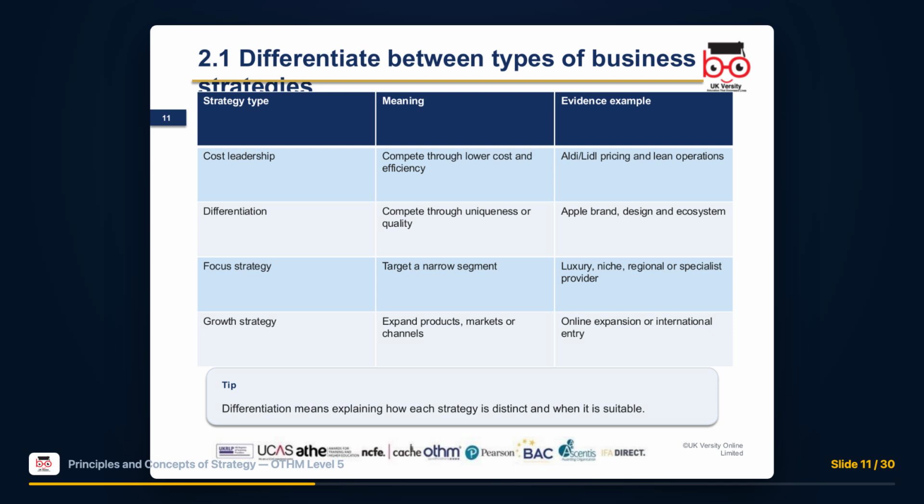Differentiate the types of strategy. Cost leadership competes through lower cost and efficiency, like Aldi and Lidl. Differentiation competes through uniqueness or quality, like Apple's brand and ecosystem. Focus strategy targets a narrow segment, such as a niche or specialist provider. And growth strategy expands products, markets, or channels. Explain how each is distinct and when it's suitable.